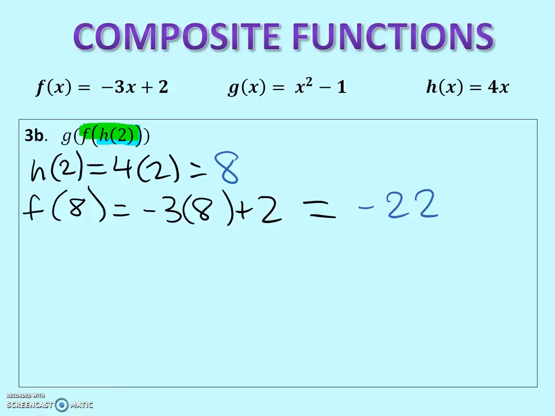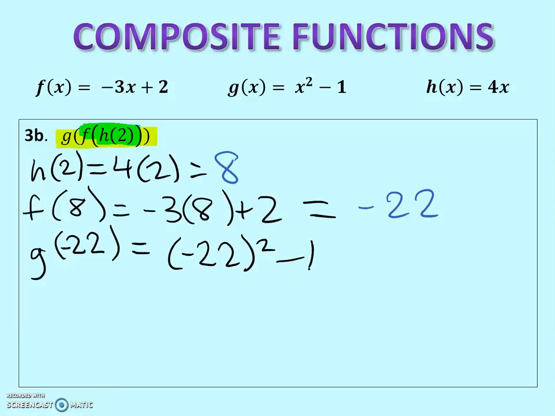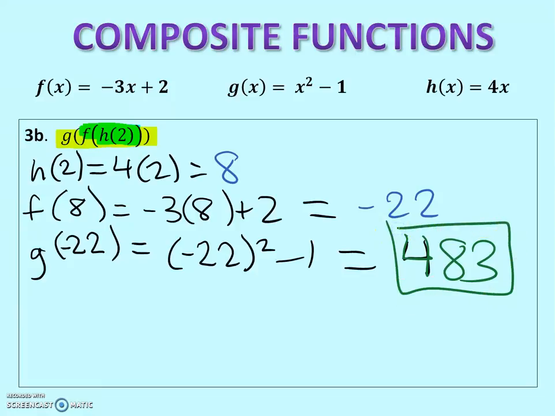All right, and now the very last layer, g of all of that. So we're doing g of -22 because that's what we got this inside to be. So we just do negative 22 squared minus 1. If we do that correctly, that should give us a final answer of 483. All right, great job.